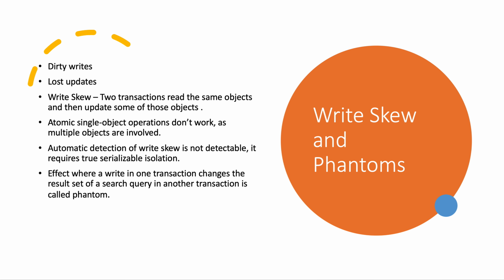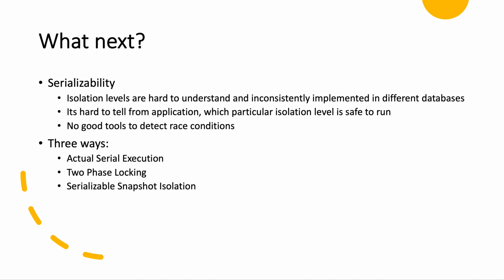Now let's see what we are going to understand in the next sections of the video. In this chapter, we have seen several examples of transactions that are prone to race conditions. Some race conditions were prevented by read committed isolation, some by snapshot isolation, but there were some other drawbacks of read committed and snapshot isolation, like lost updates, write skew, and phantoms. So why do we need serializability?